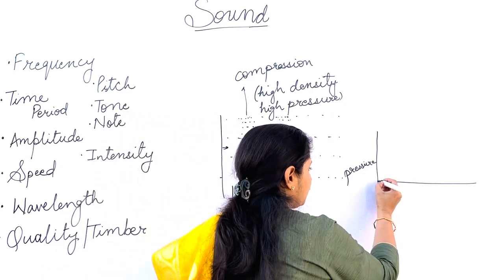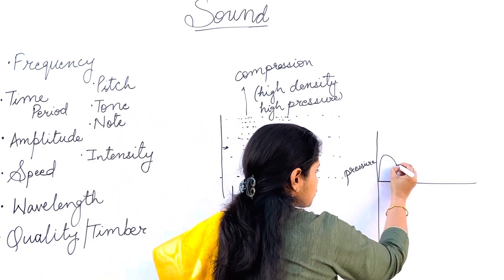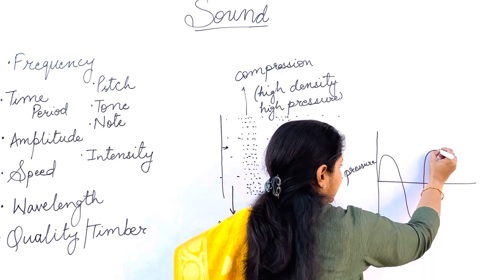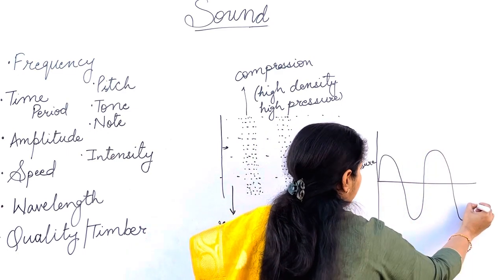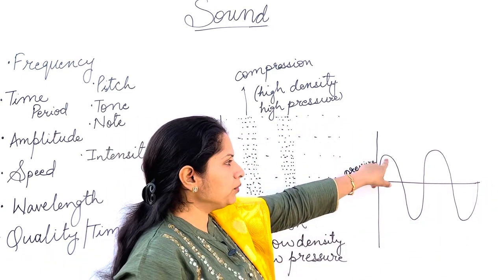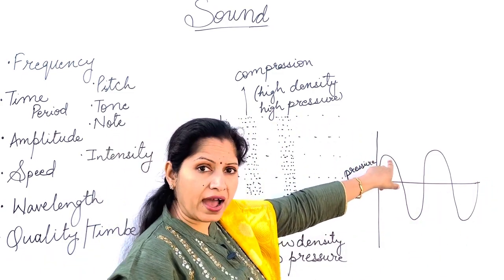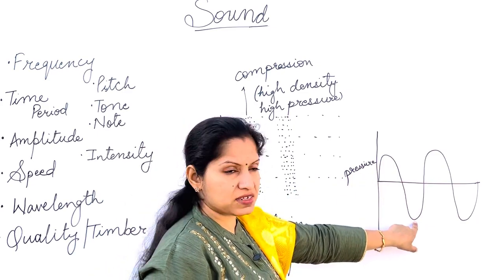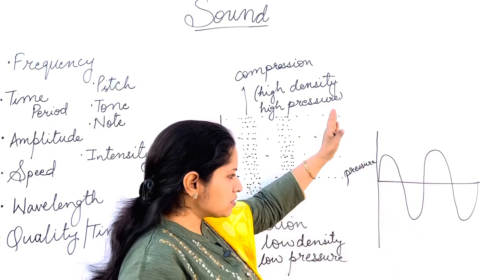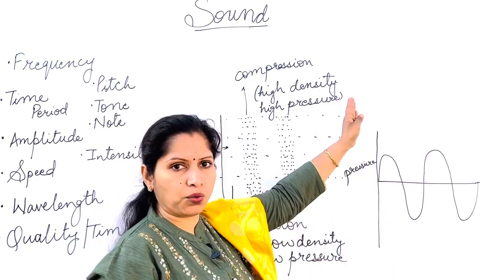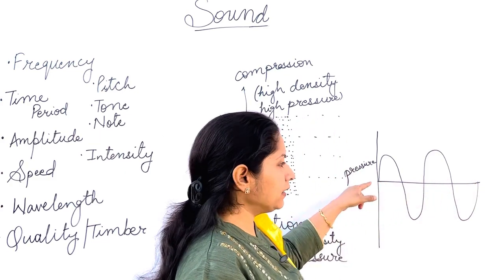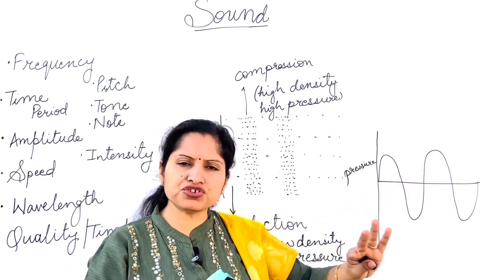Then what kind of graph will there be? There are areas of high pressure and there are areas of low pressure. Then again high pressure and areas of low pressure will be there. This point represents the pressure being high and this point represents when the pressure is the minimum or lowest, because this is the pressure we are representing. And this mean line here represents the neutral pressure.